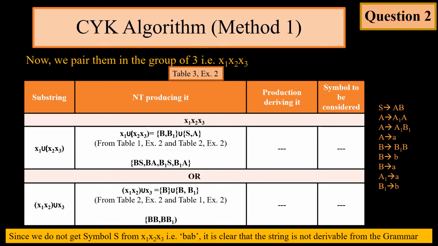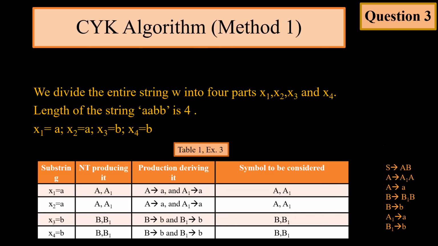Now the next step will be x1, x2, x3, which will be either x1 union x2, x3. We get four outputs. Among those four outputs, none of the output is produced by the grammar. Then we consider x1, x2 union x3. We get two outputs. None of the output is derivable from the grammar. Since we do not get symbol S from x1, x2, x3, we say that BAB is not derivable from the grammar.